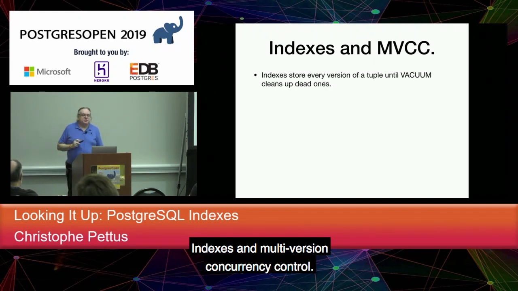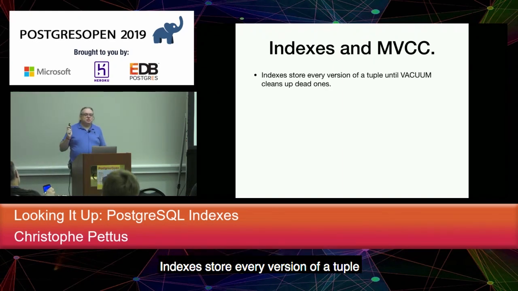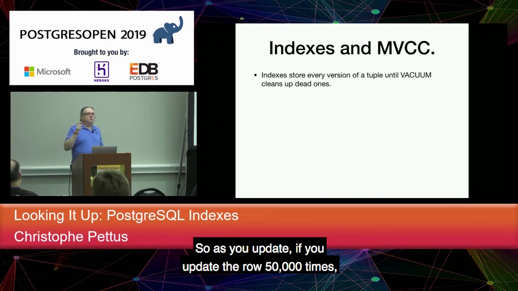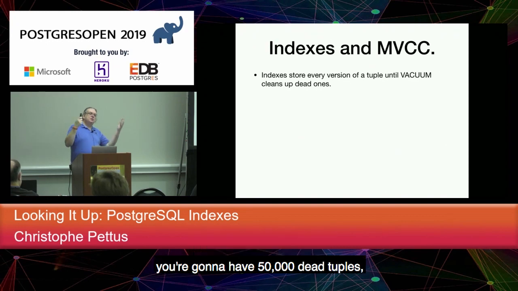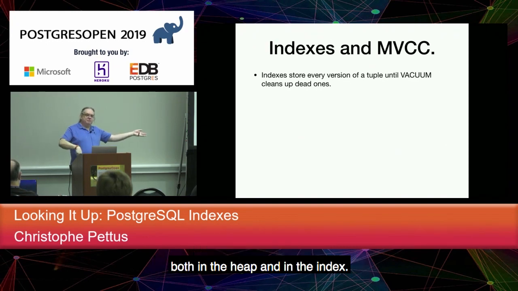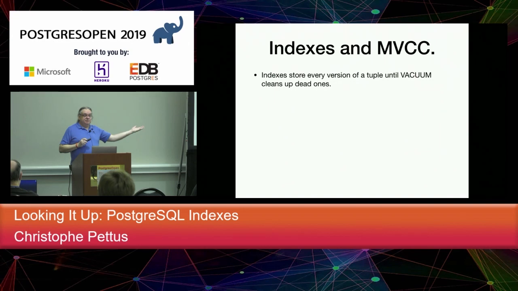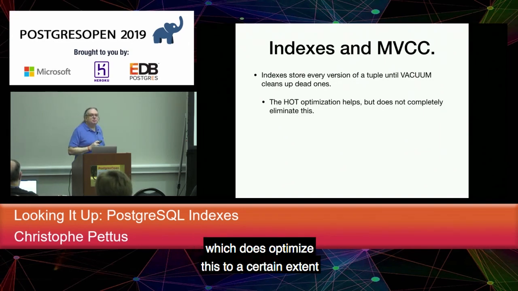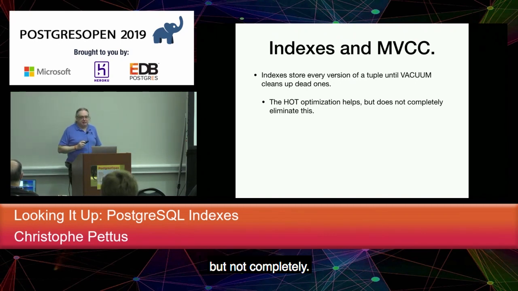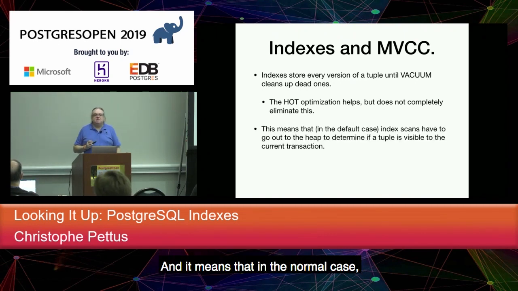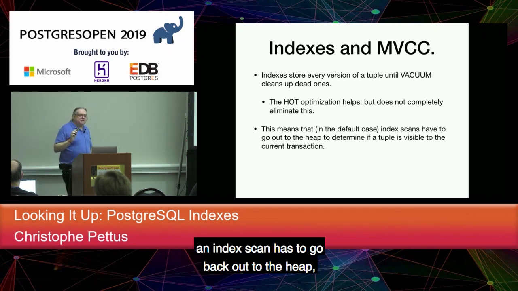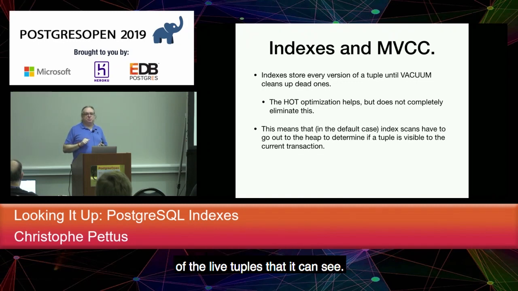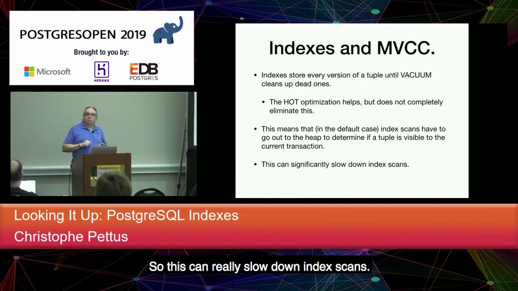Last, indexes and multi-version concurrency control. Indexes store every version of a tuple until vacuum cleans up the dead ones. So if you update a row 50,000 times, you're going to have 50,000 dead tuples, both in the heap and in the index. There is an optimization in Postgres called HOT, which does optimize this to a certain extent, but not completely. And it means that in the normal case, an index scan has to go back out to the heap, to the table itself, to determine if this is one of the live tuples that it can see.